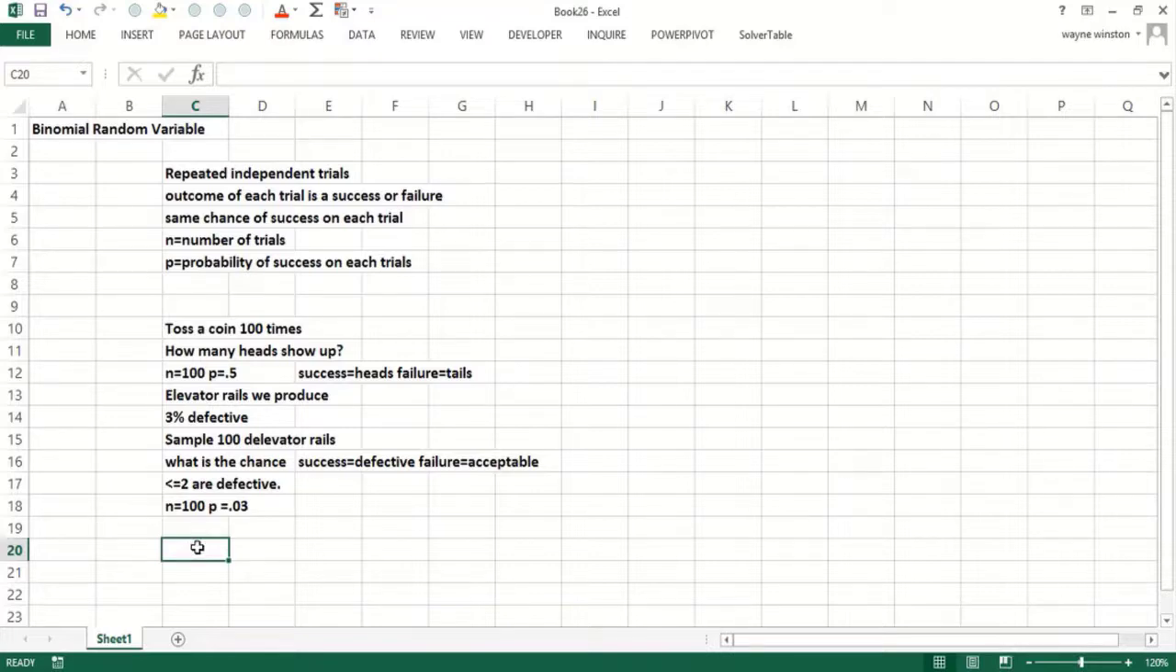And the final example is an airline sells 105 tickets. You know, they always overbook for a flight with 100 seats. There's a 95% chance any given ticket holder shows up. What is the chance the flight is overbooked?